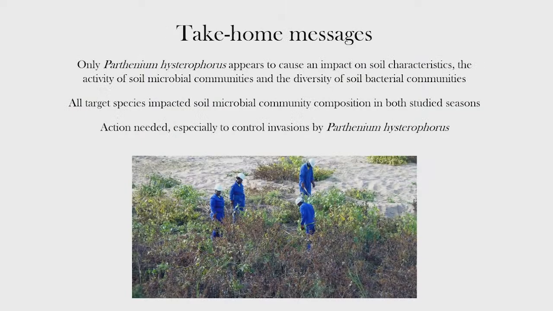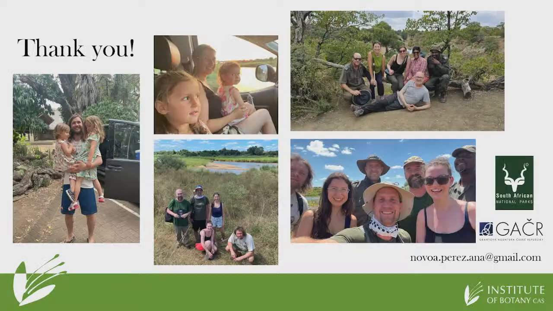So just some take-home messages. Only Parthenium appears to cause an impact on soil characteristics, the activity of soil microbial communities, and the diversity of soil bacterial communities. However, all the target species, the three of them, impacted soil microbial community composition in both seasons, regardless of being alive or decomposing. So this, together with the results that my colleagues presented before and the others will present later, tell us that action is needed, especially to control invasions by Parthenium in Kruger National Park.